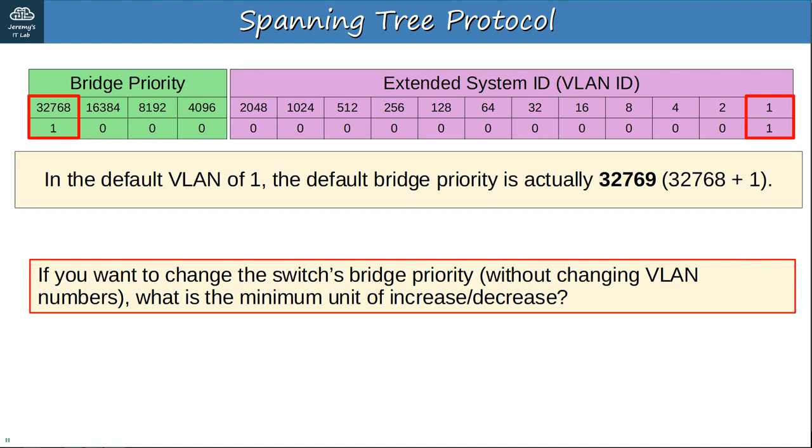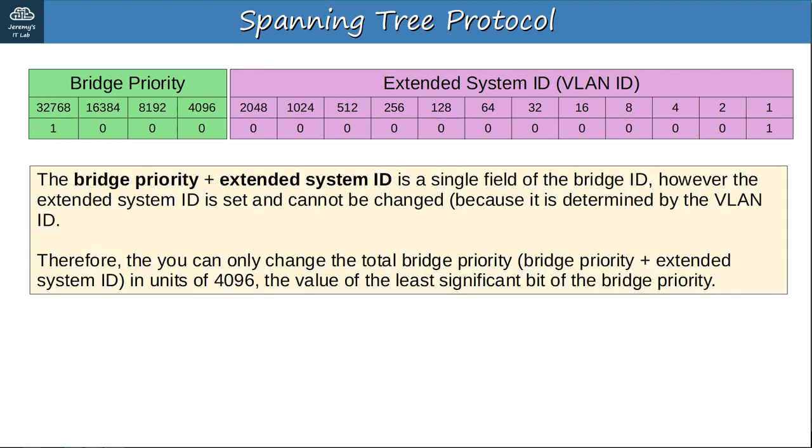If you want to increase the switch's bridge priority without changing VLAN numbers, what is the minimum unit of increase or decrease? Let me explain what I mean in the next slide. The bridge priority plus extended system ID is a single field of the bridge ID. However, the extended system ID is set and cannot be changed because it is determined by the VLAN ID.